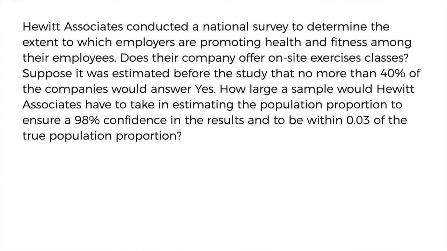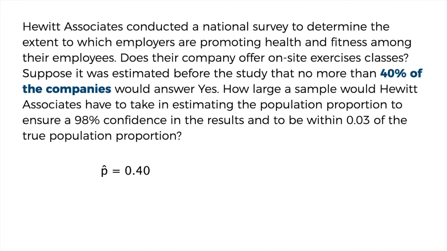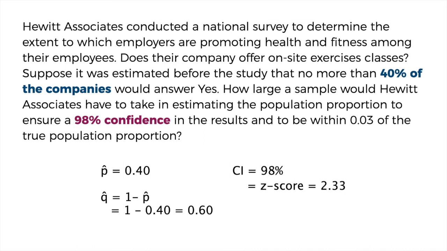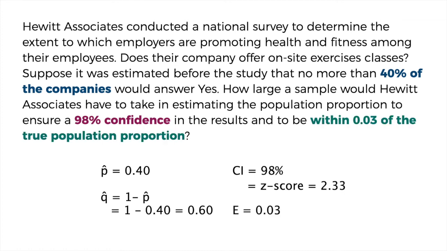So let's write down all of the given. So p hat is equal to 0.40 and q hat is 1 minus p hat. And so it is 1 minus 0.40, which gives you the answer of 0.60. The confidence level here is 98%. When converted to z-score, it gives you 2.33. And the error of estimation is 0.03 because it was mentioned in the example that the company wants the result to be within 0.03 of the true population proportion.